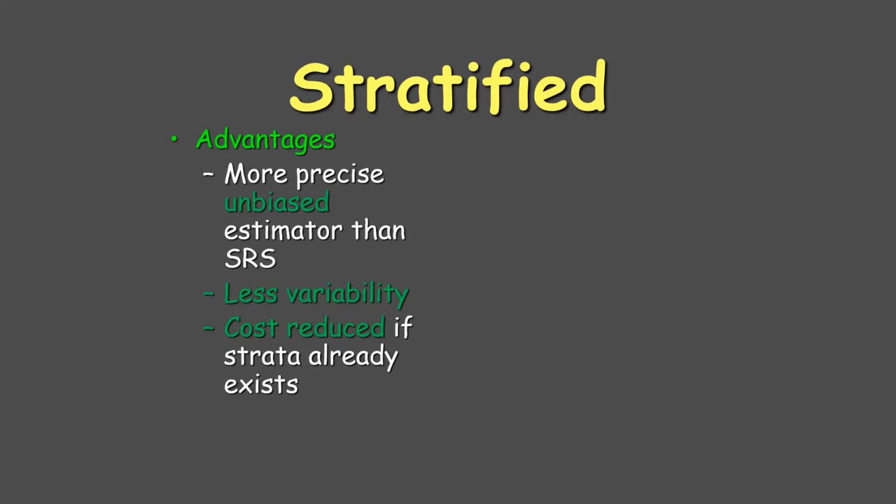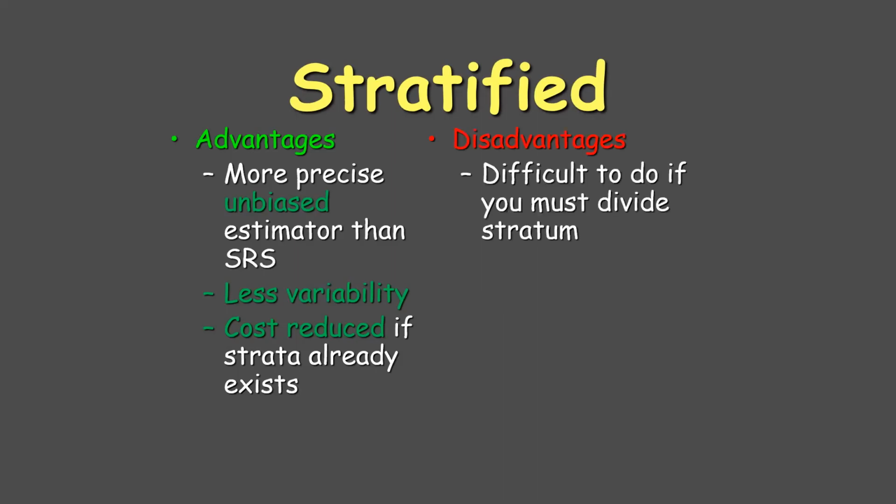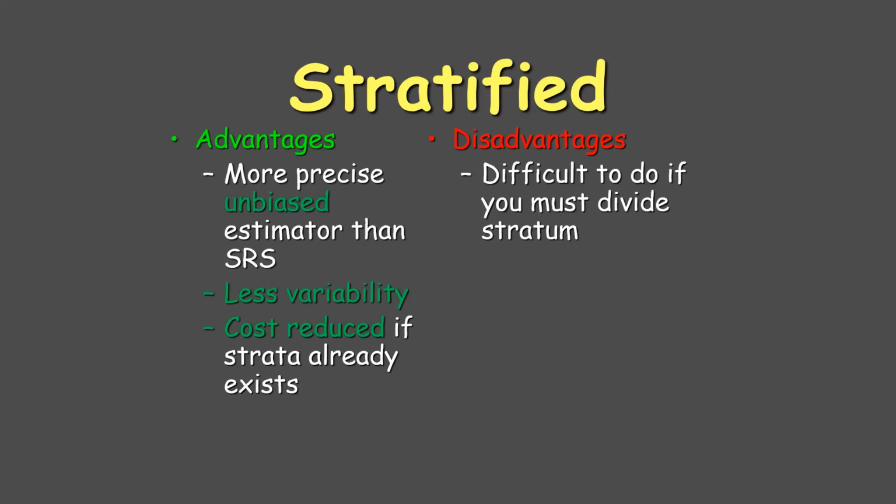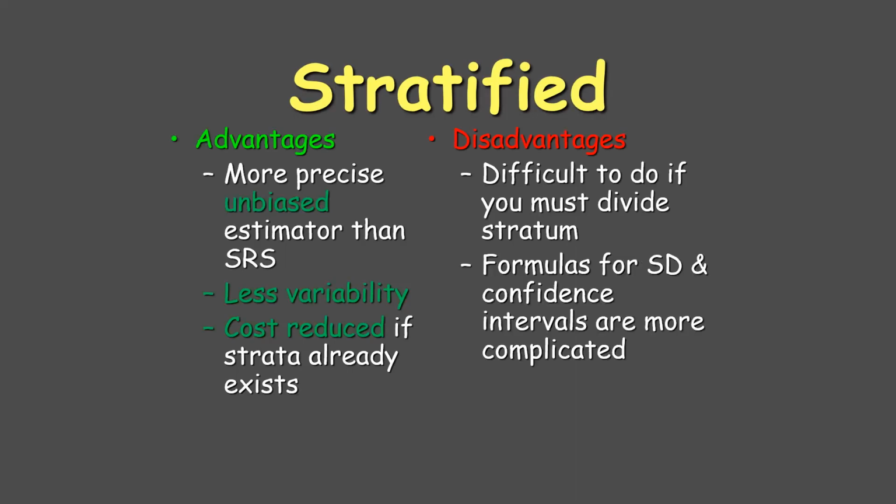Again, if we're talking about finding information out about a school, you know, grade level is easy, already defined in a school. A disadvantage is that it is difficult to do if you must divide the strata, okay, if they're not already put into easy groups. And when you get into more complicated statistics, the formulas get very, very complicated.